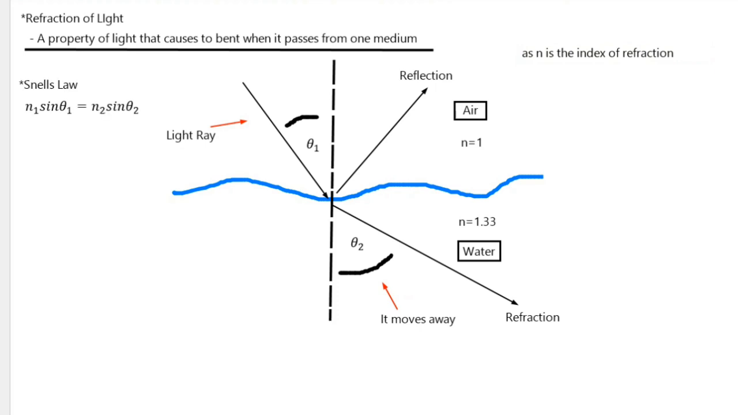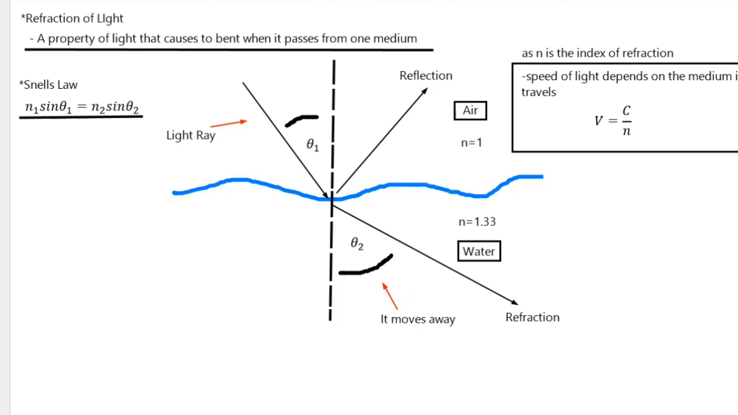Now, to calculate that angle, we need to use Snell's law, which is n sub 1 multiplied by sine theta 1 is equal to n sub 2 multiplied by sine theta 2. And also, the speed of light depends on the medium it travels in. The new speed of light is the constant speed of light divided by the index of the medium. As we can see here, the n is just 1. So the new speed of light is equal to its constant, which is 3 times 10 raised to the 8th power.